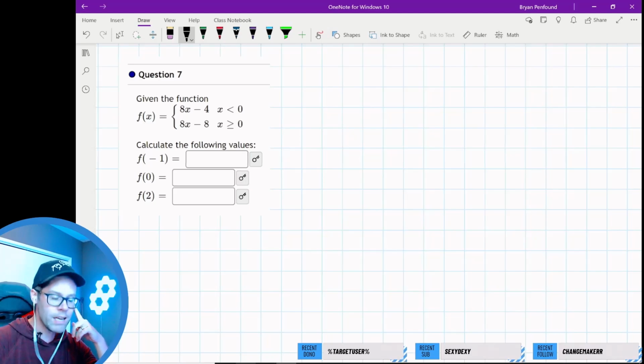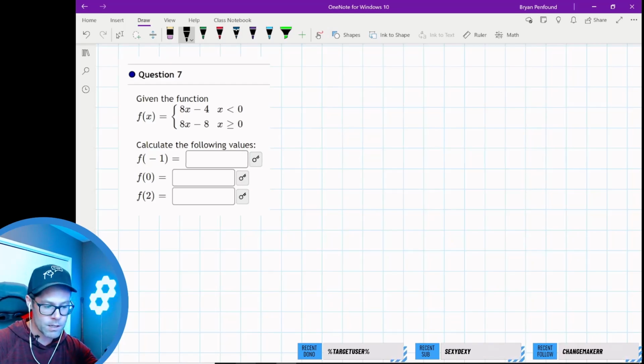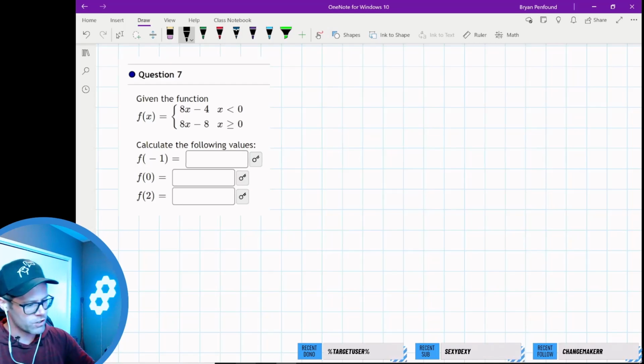Okay, so this is a piecewise function. We have two pieces. We have a piece that operates when x is less than 0. That's the 8x take away 4 piece. And we have a piece that operates when x is bigger than or equal to 0. That's the 8x minus 8 piece. We need to calculate f at -1, f at 0, and f at 2.